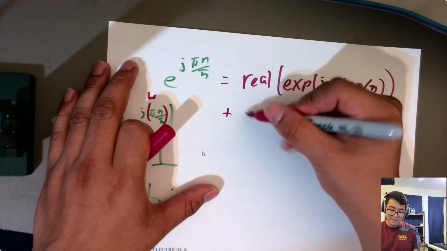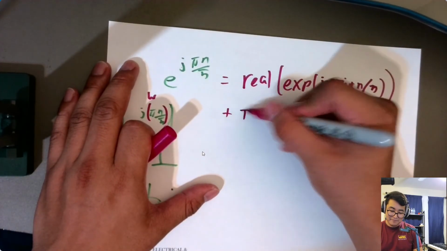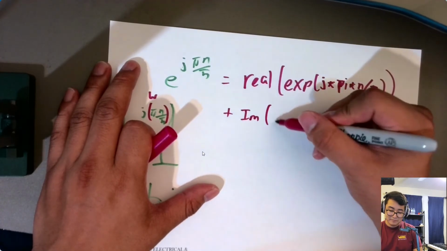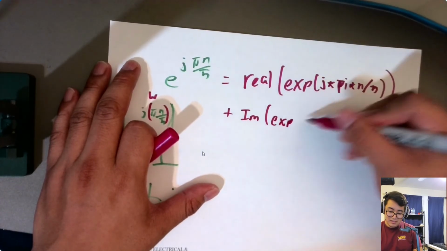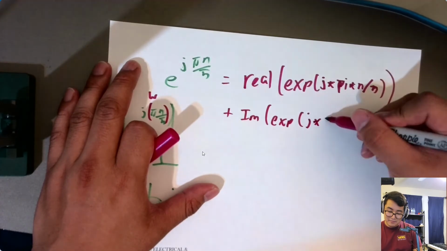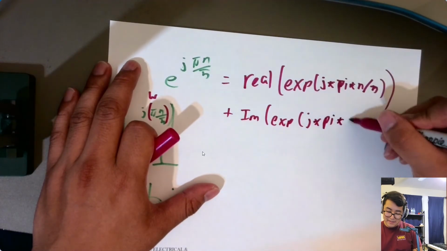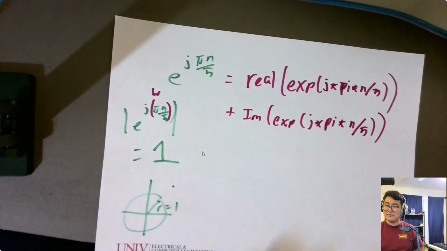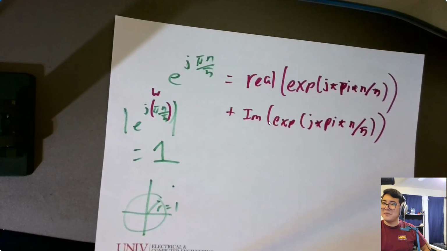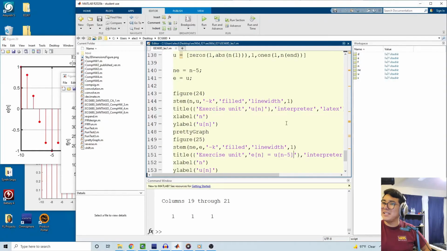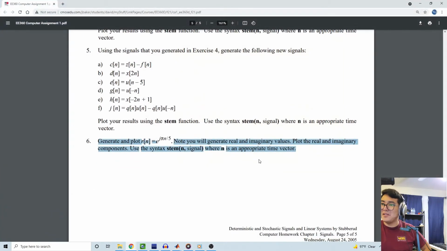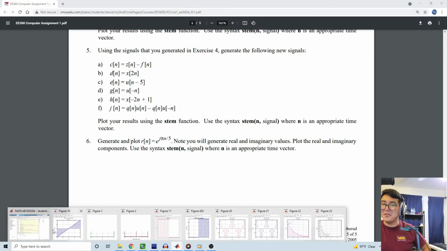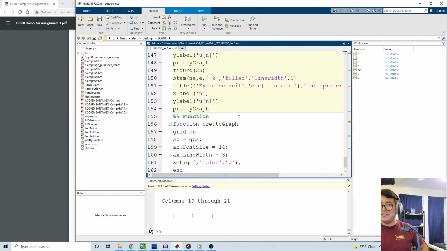Plus, for the imaginary part, j pi n divided by 5. There you go. So that's how you would do that. Really simple. I ask everyone to plot the real and imaginary components. I'll do the imaginary, and you can do the real if you want.